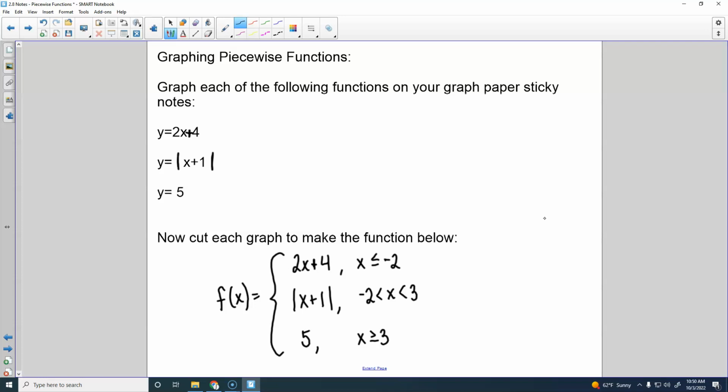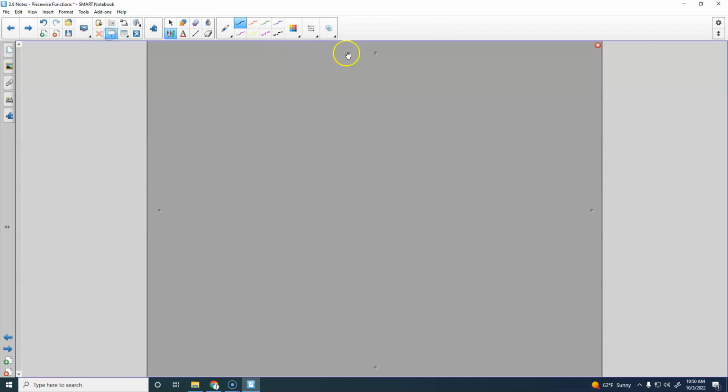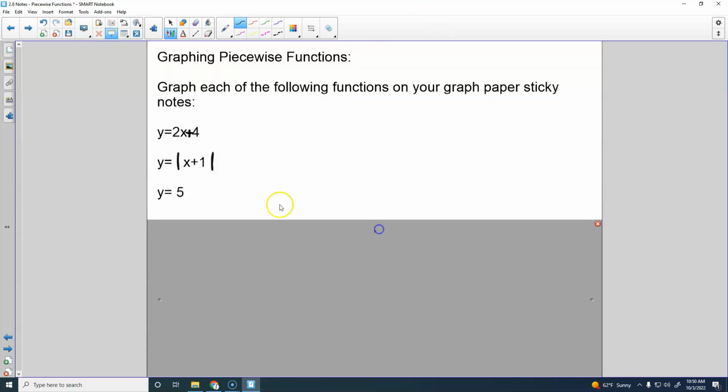Graph the whole graph. Ignore the piecewise function down here at the bottom right now. We are just worried about these three graphs. So you're going to graph these three.